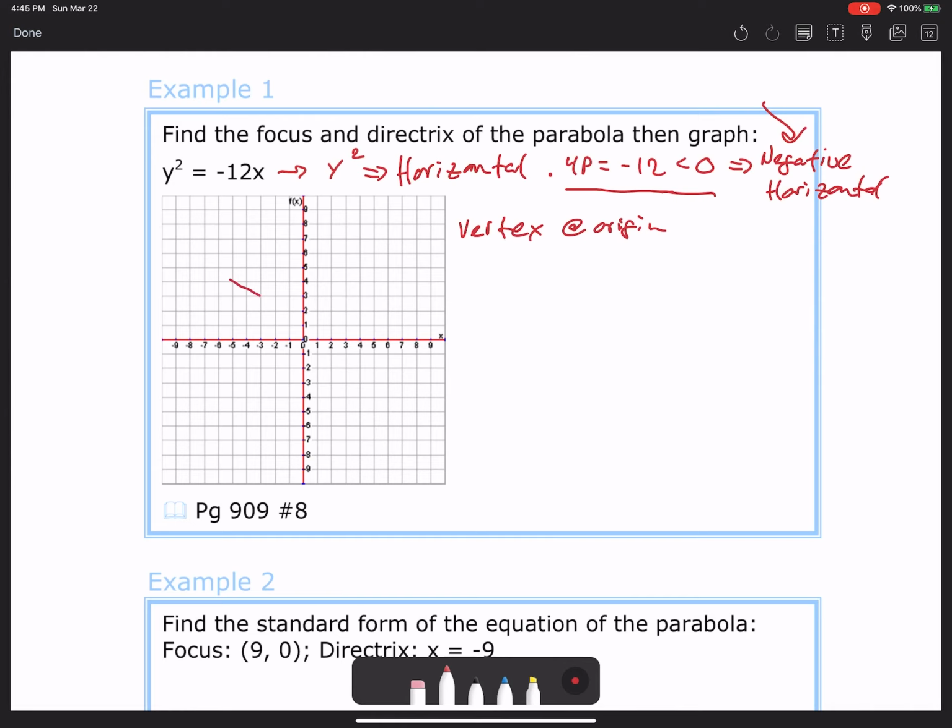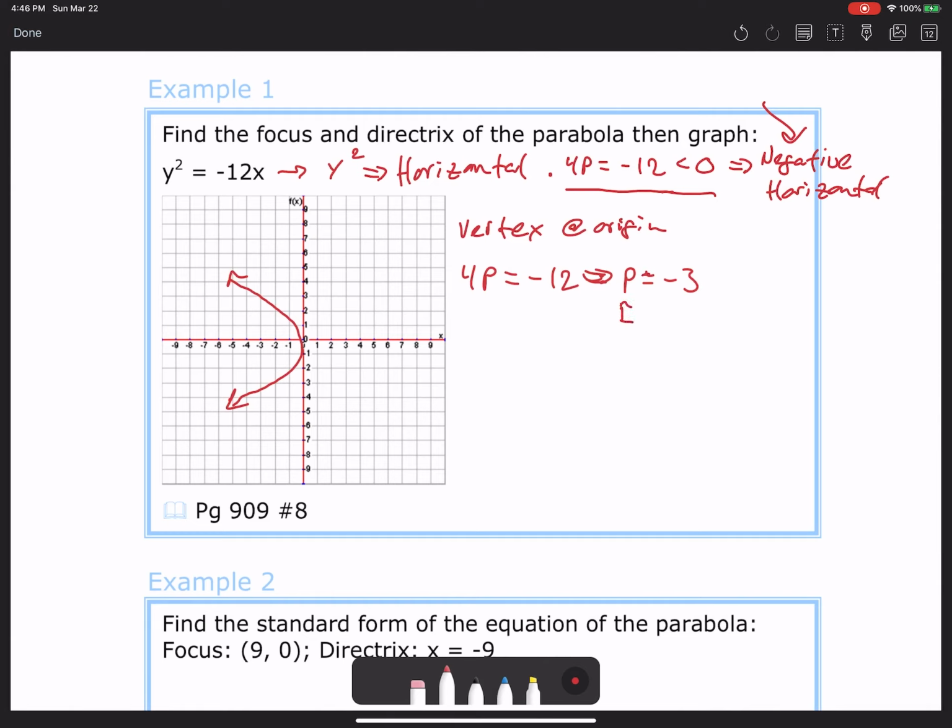Don't draw this yet. I'm just drawing it that way to help us get oriented, just because I'm holding it in my mind, so I want you to see what's in my mind, or at least part of what's in my mind, but don't actually draw that yet. Also, let's take a look at the fact that 4p is equal to negative 12, which implies that p is equal to negative 3.